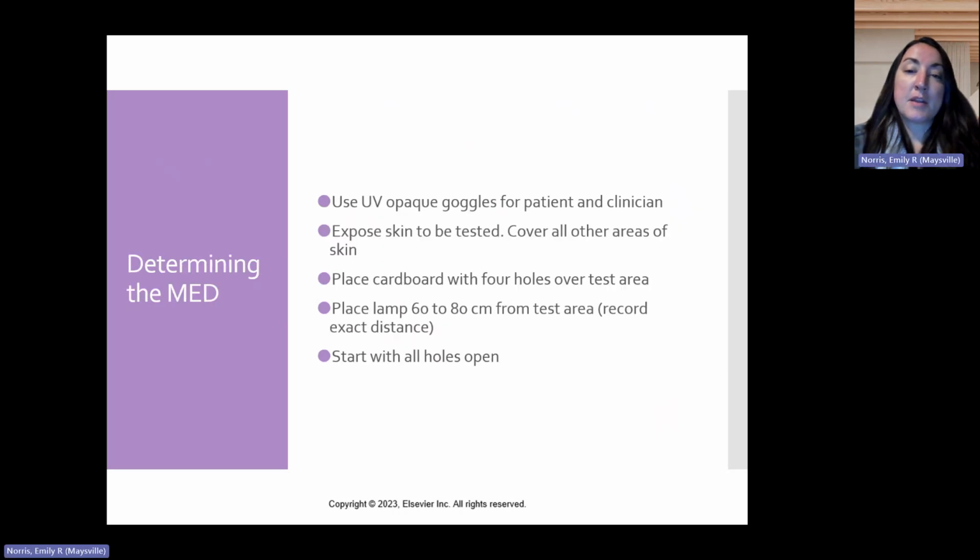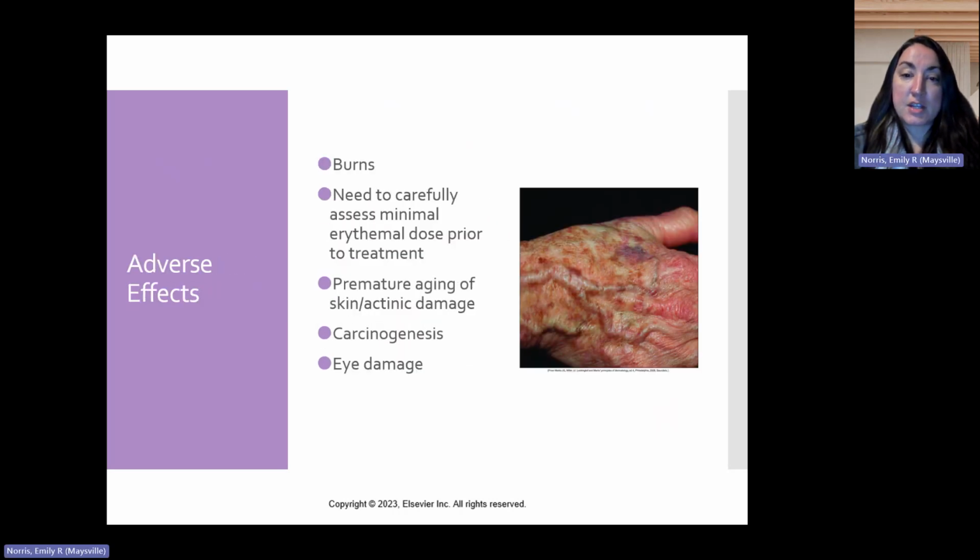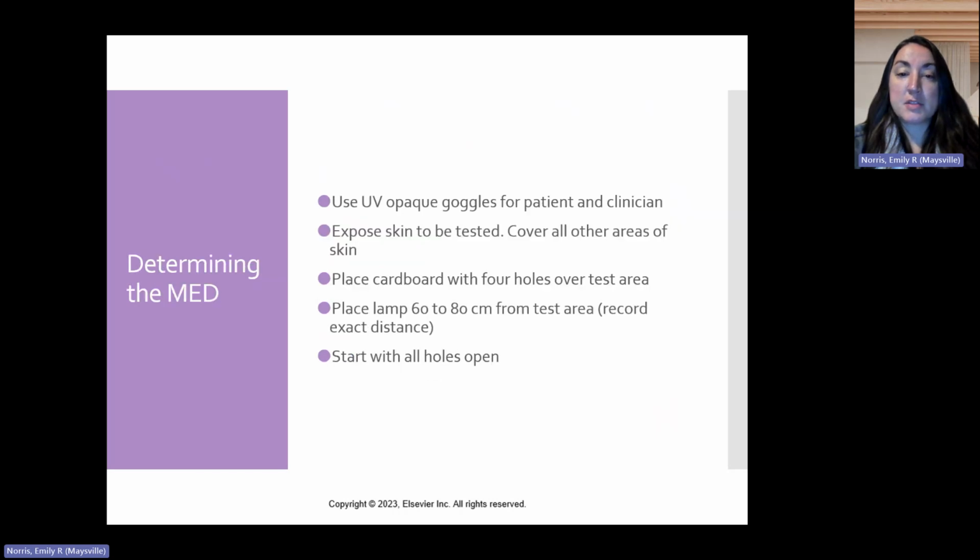So, how do we determine the MED, which stands for minimal erythemal dose? So, first you put goggles on to protect your eyes and the patient's eyes. Then you expose the skin that's going to be tested, but cover all the other skin. And you place a piece of cardboard with 4 holes in it over the test area. You place a UV lamp between 60 and 80 centimeters from the test area and record exactly how far away it was. And then you start the treatment.